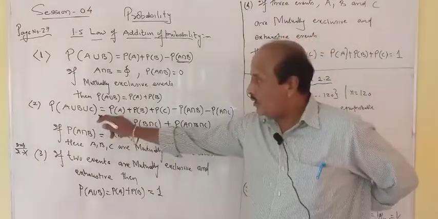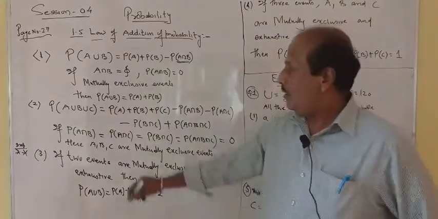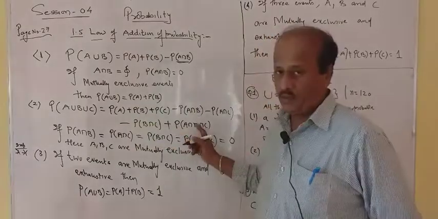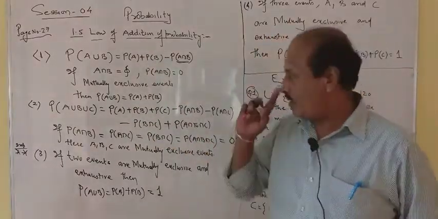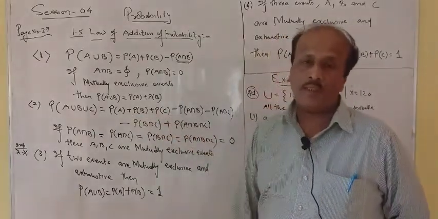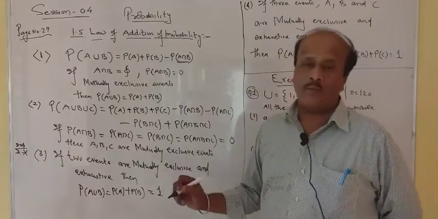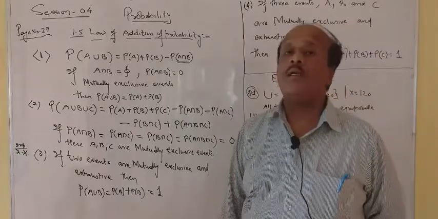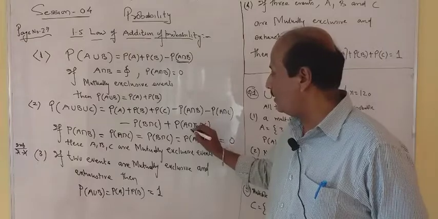Here, if you are talking about all 3 events together, then it can be found with the help of this formula. See, again we got addition and subtraction. That's why it comes under the heading of the law of addition. Once more I am repeating: PA plus PB plus PC minus probability of A intersection B minus probability of A intersection C minus probability of B intersection C plus probability of A intersection B intersection C.